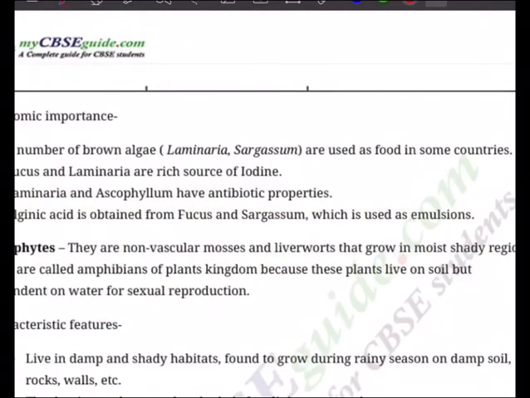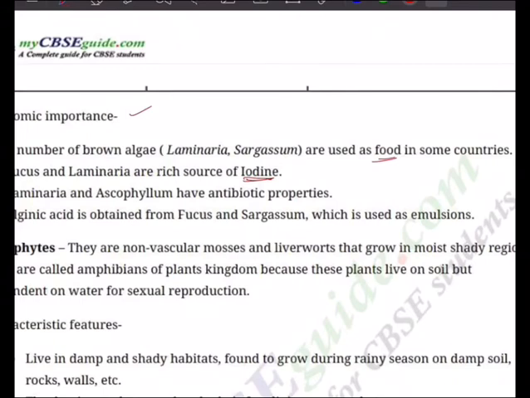And what is the economic impact? What is the use of algae for us? A number of brown algae, just as I said, Laminaria and Sargassum, are used as food in some countries. So it is used as food, just like they dry it and powder it and mix it with milk and drink, just like we drink Horlicks, Boost, Bournvita, like that. And Fucus and Laminaria are a rich source of iodine, so it is better to mix this in salt and have it, so that we get no goiter.